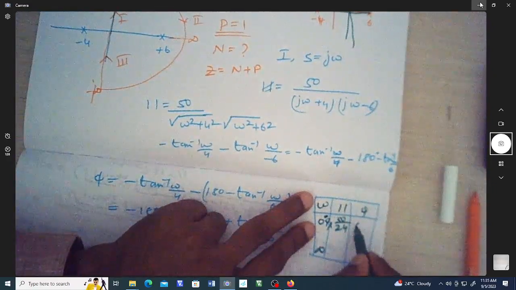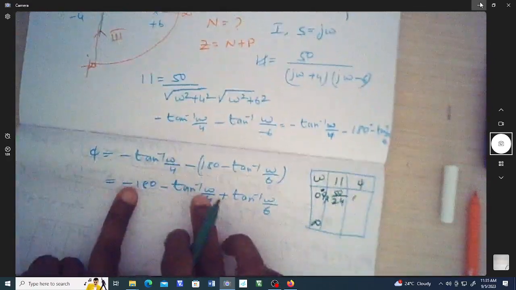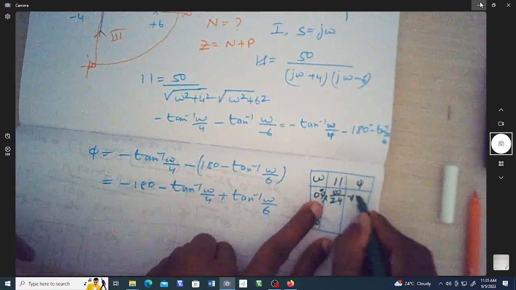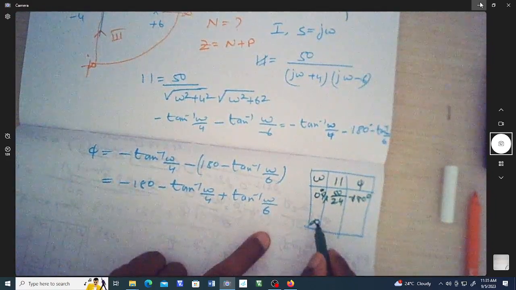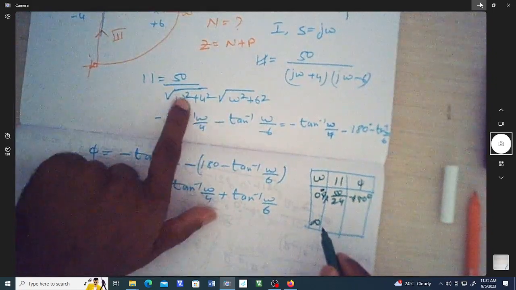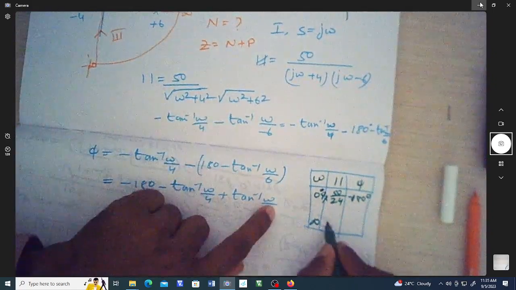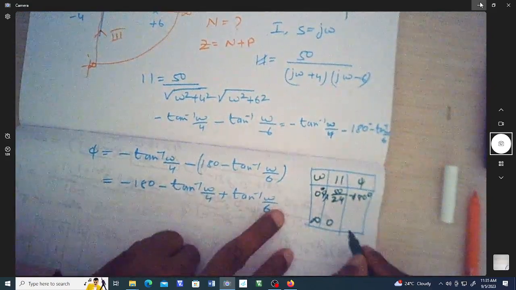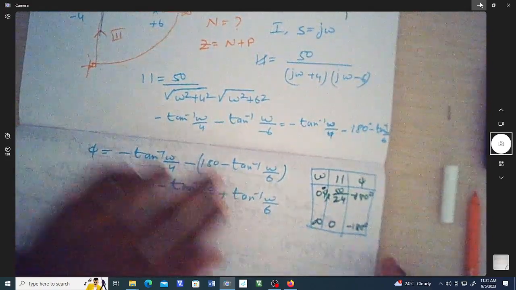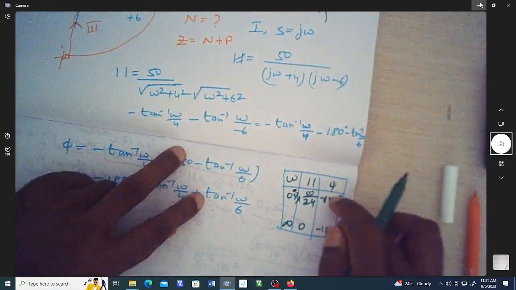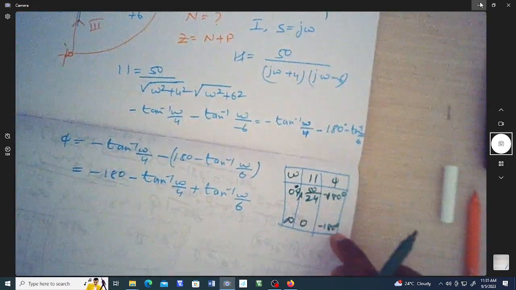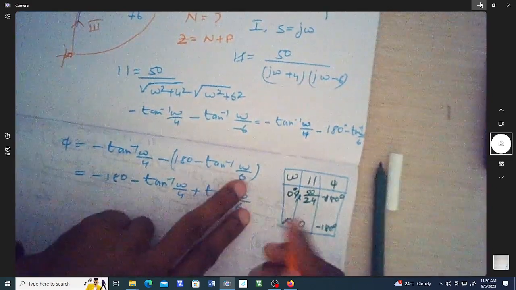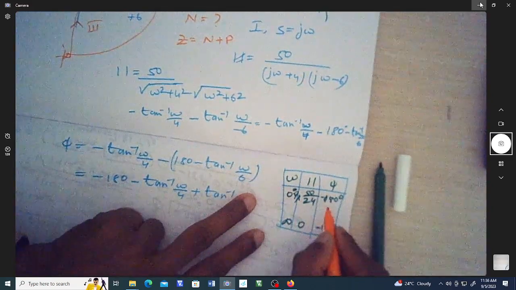Now if you can see, if omega is 0, these two are 0, it is now minus 180 degree. And when omega is infinity, the magnitude becomes 0, and the phase is again, this is minus 90, this is plus 90, this is again minus 180. So it is interesting to see that the starting phase is minus 180, the final phase is also minus 180, but the magnitudes differ. Now we need to find out for smaller values of omega what this phase will be.